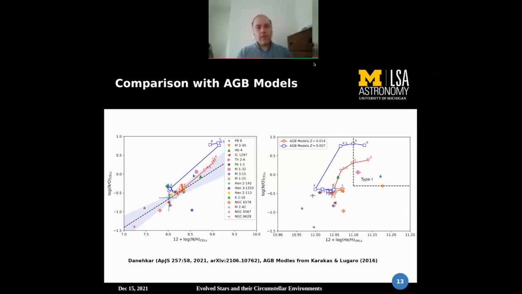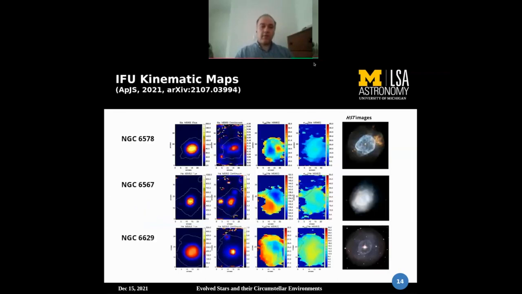I also compared the result to AGB models, and here you see this is consistent with AGB models of between 1.5 and 5 solar masses, and some objects are Type 1, which have experienced hot bottom burning, which occurs in stars with masses higher than 4 solar masses.